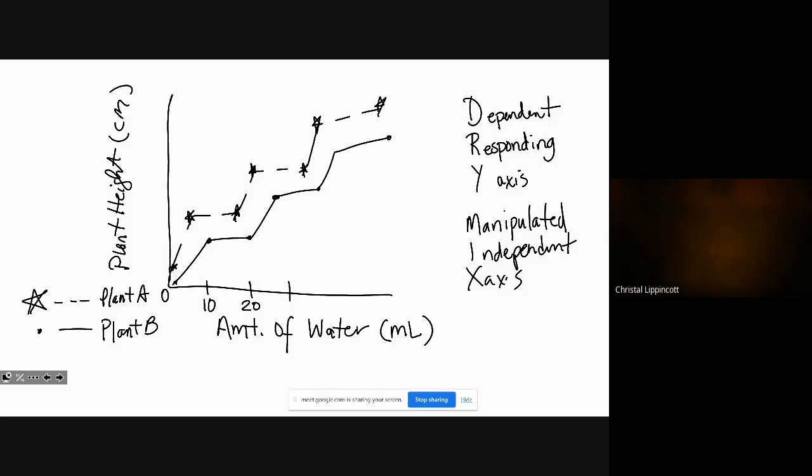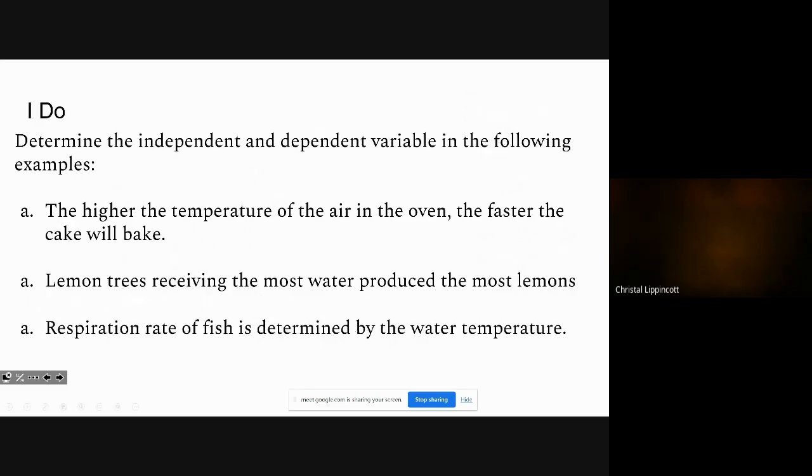Any questions on graphing? All right. So the next section of our notes is an I do. It's to get you kind of started on your homework. The I do for the first part here, they're independent and dependent variables, and they want us to identify those in our examples here. So we have the higher the temperature of the oven, the faster the cake will bake.